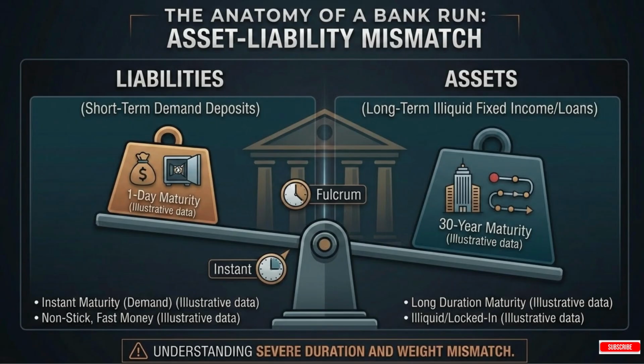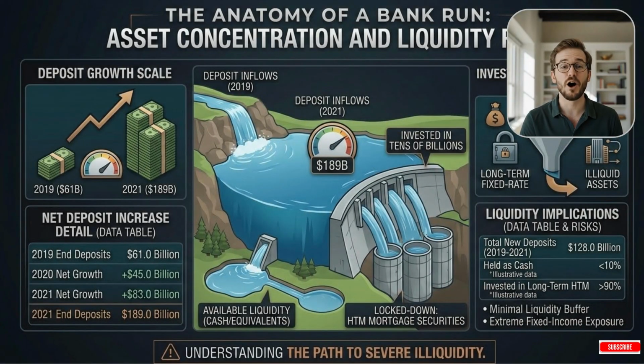Their liabilities were composed of instant maturity, short-term demand deposits. Their assets, however, were concentrated in long-duration, illiquid fixed income or loans, creating a fundamental duration risk. SVB saw massive deposit growth, increasing from $61 billion in 2019 to $189 billion by the end of 2021.